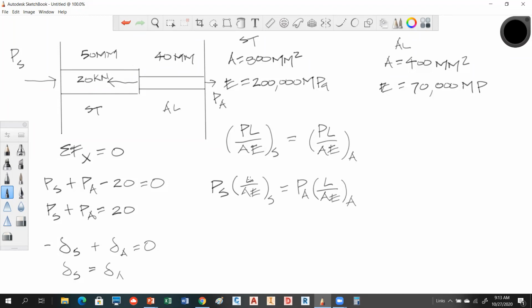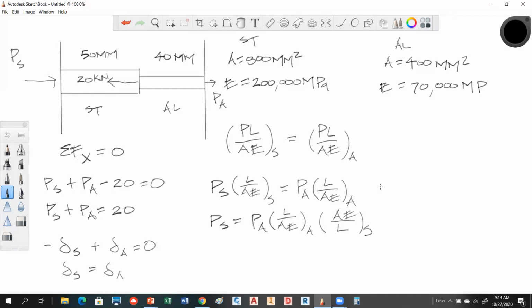When I divide this equation by L over AE, this just basically comes over here. What happens is P of the steel is going to be equal to P of the aluminum times L over AE for the aluminum times AE over L for the steel. So I just brought this guy over and it flops like that. All right.